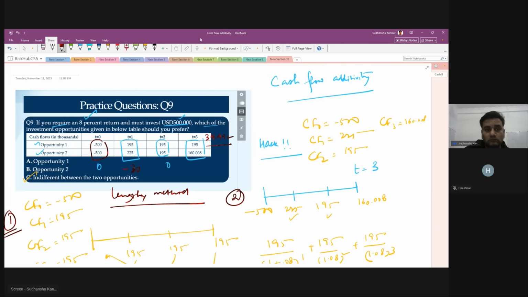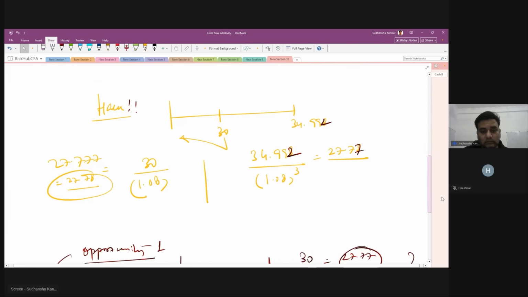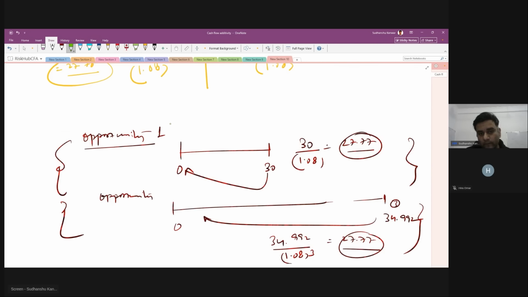So the idea is that 34.992 is better than opportunity 2. Here your opportunity 2 is better, right? If you see here, it is 225, now it is bigger. So here opportunity 2 is better. So actually opportunity 2 is that 30 one, right? This is opportunity 2.